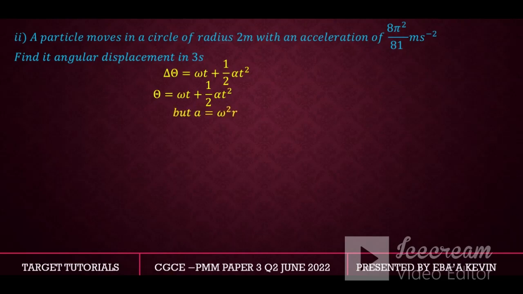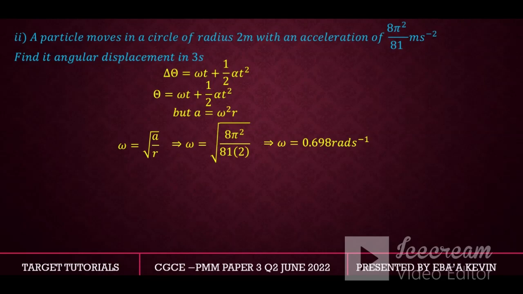We know that the linear acceleration is equal to omega squared r, from which you can come out with omega equal to the square root of a divided by r. We can substitute the values of a and r, that is omega is equal to the square root of 8 pi squared divided by 81 times 2, which gives omega equal to 0.698 radian per second. Yes, we have already obtained omega. Let us now obtain alpha.